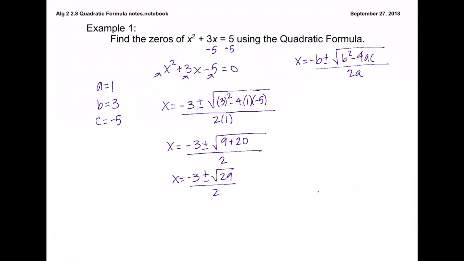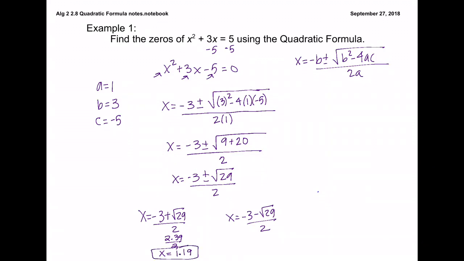So we then want to split it into two problems. x is equal to negative 3 plus the square root of 29 divided by 2, and x is equal to negative 3 minus the square root of 29 over 2. When you type negative 3 plus the square root of 29 into your calculator and simplify that, you get 2.39, and 2.39 divided by 2 would give us 1.19. So x would cross our axis at 1.19.